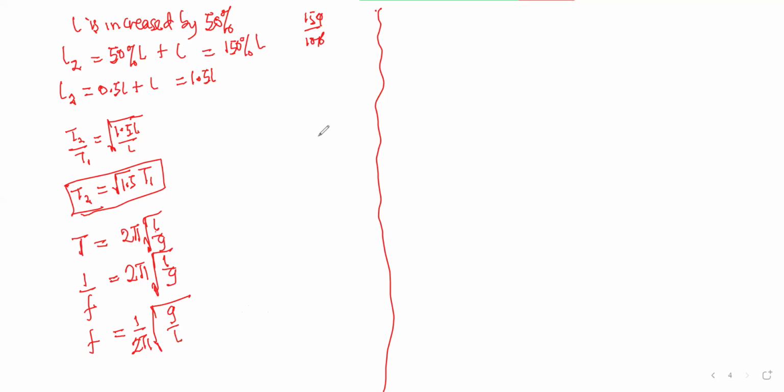This is the motion of a simple pendulum. Let's look at the motion of a loaded spring. Springs are used for so many purposes. Let me see if I have a spring around.